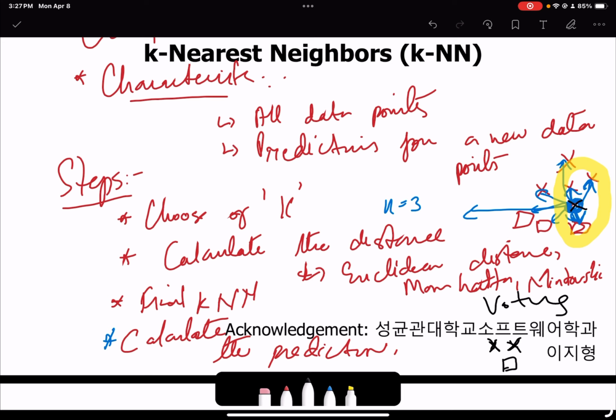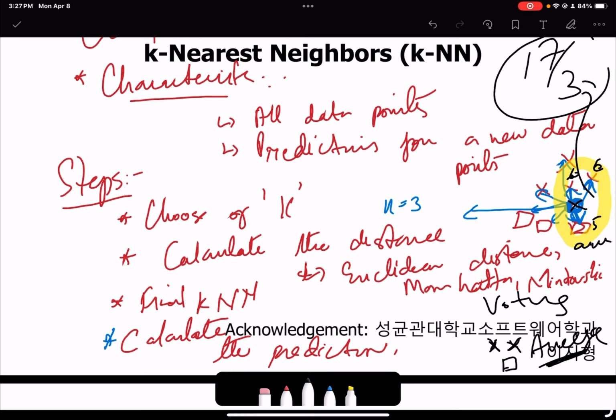In case of a regression type problem, we will estimate, for example, this value has the label 6, 6 and 5. So using these three nearest neighbors, we will calculate the average of these values. So for a regression type problem, we calculate the average. So that becomes 17 by 3. That value will be assigned to this data point. And we have already discussed the voting type, so it belongs to X, and in case of regression we can predict a numeric value.